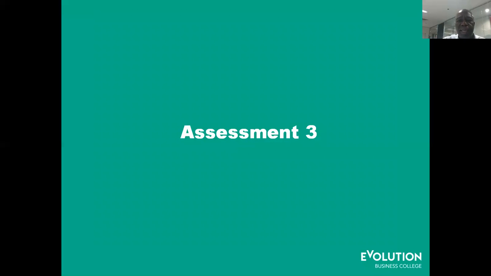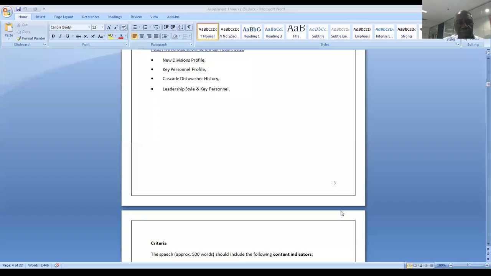So assessment 3 is about a speech. Let's share and go to assessment 3. Where do we get assessment 3 here? We've got 2, 3. That's assessment 3. Before we go to assessment 3, let me just look at assessment 2. I don't think we had a good look at that.